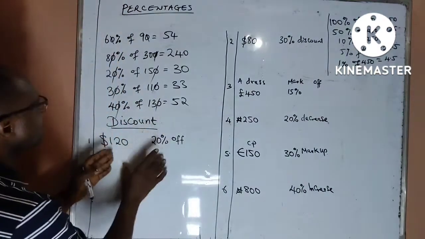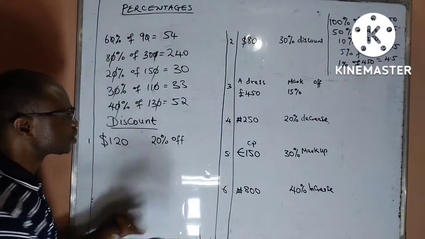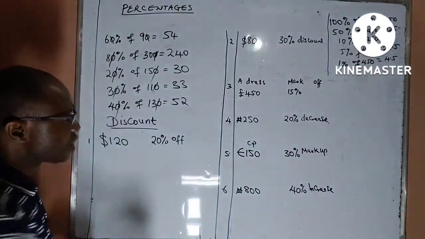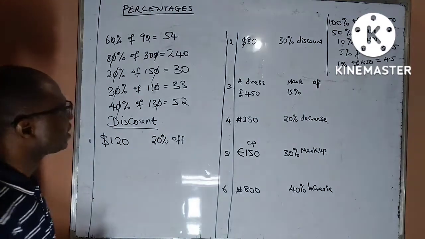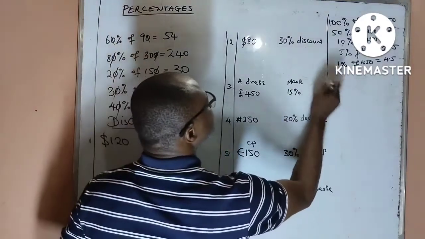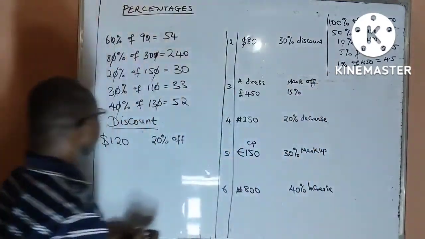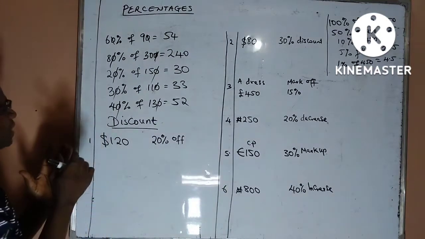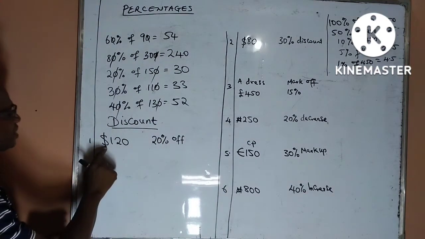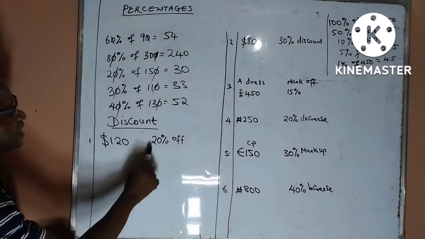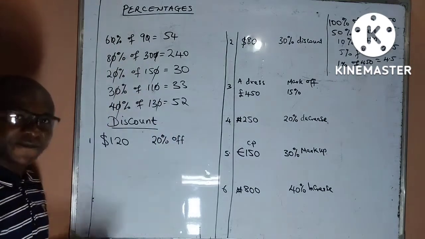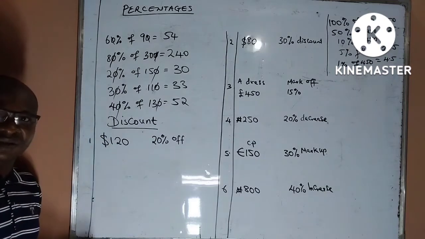Now, let us come into discount. We want to discuss discount. Markup, decrease, increase, markup. So we look at this. I have an item that costs $120 and there is a 20% off from the price.